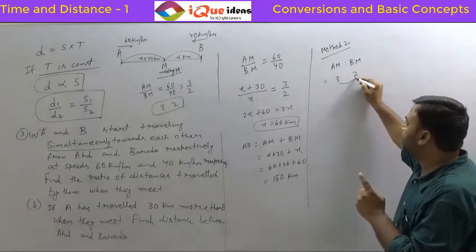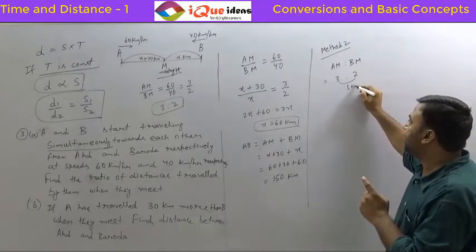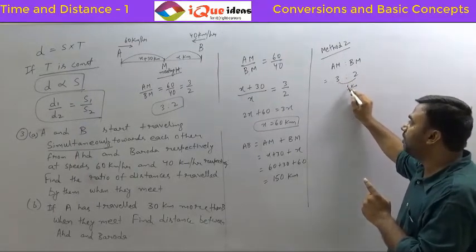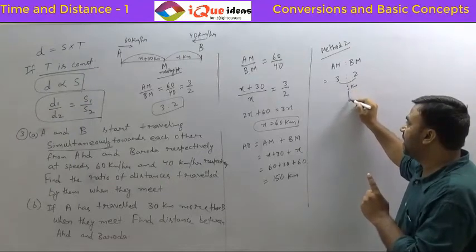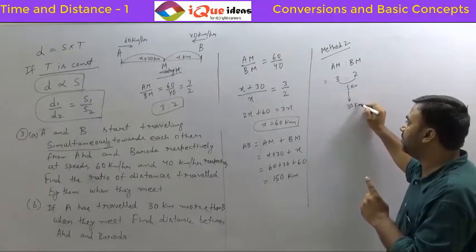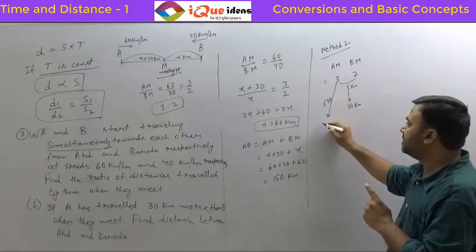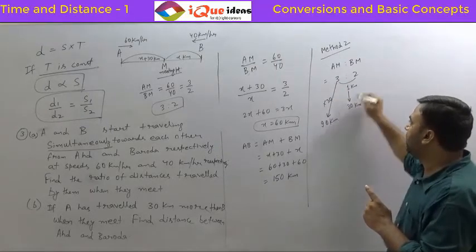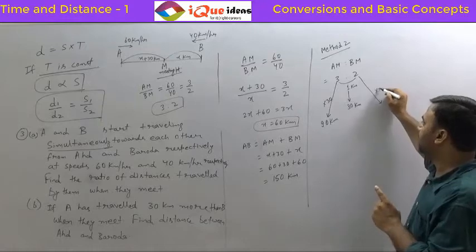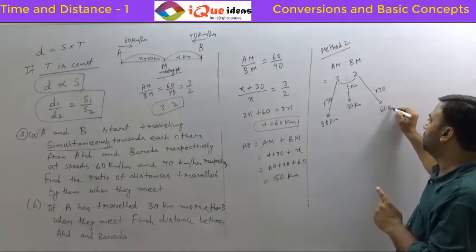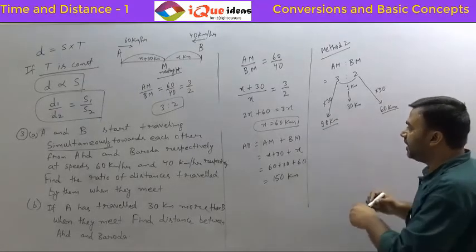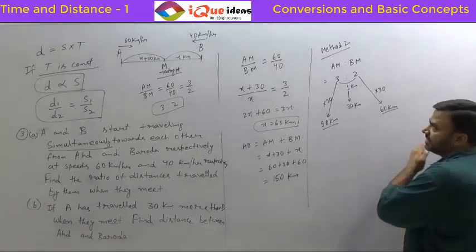So what is the difference between them? 1 kilometer. That means A has traveled 1 kilometer more. Alright? But this 1 has to be how much? 30 kilometers. So what should we do? Multiply by 30. Multiply this by 30, you get 90 kilometers. Multiply this by 30, you get 60 kilometers. That means when they meet, A has traveled 90 kilometers, B has traveled 60 kilometers.